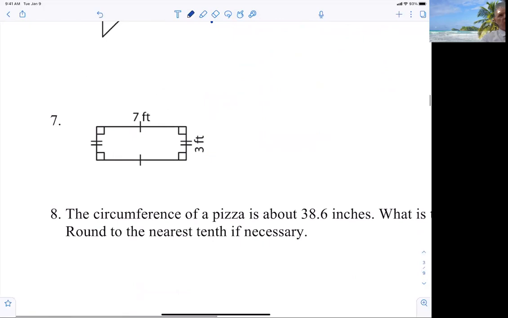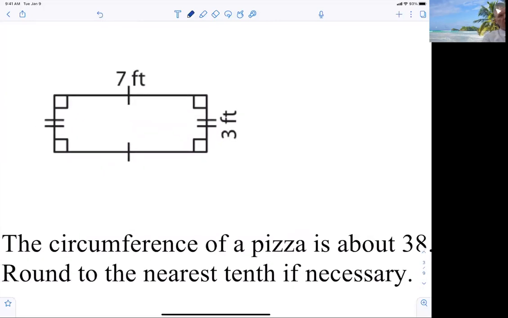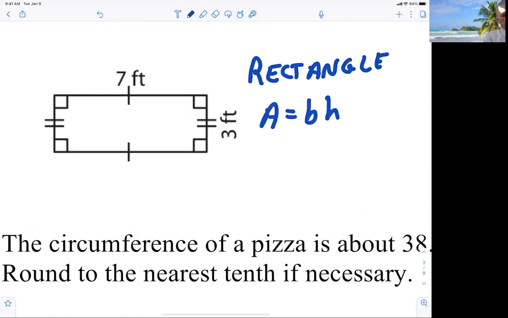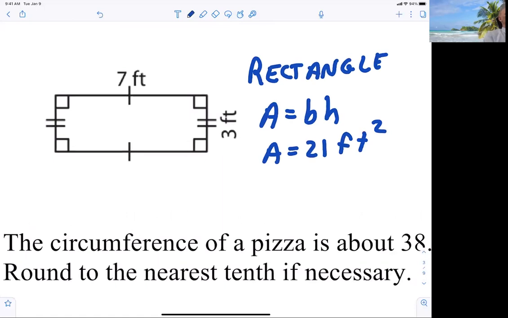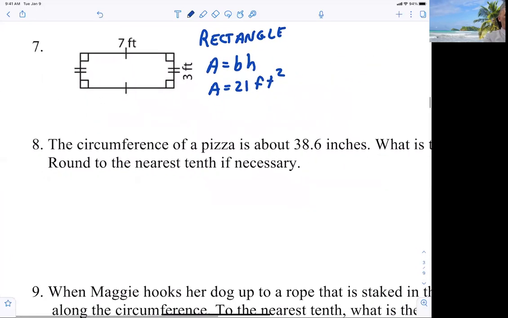Okay, what's number 7 called? Also a rectangle because it has right angles, right? Yeah. So I'd want everybody to be able to tell me that's a rectangle. All right, how do I find the area of that? Good. Perfect. Perfect. 21 square feet.